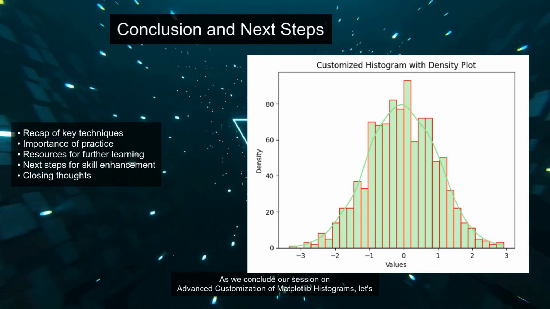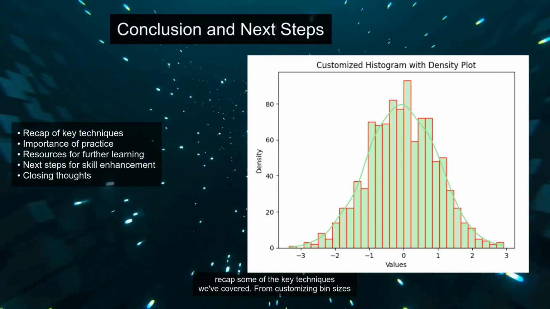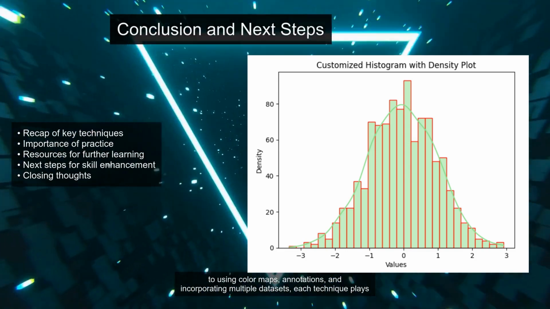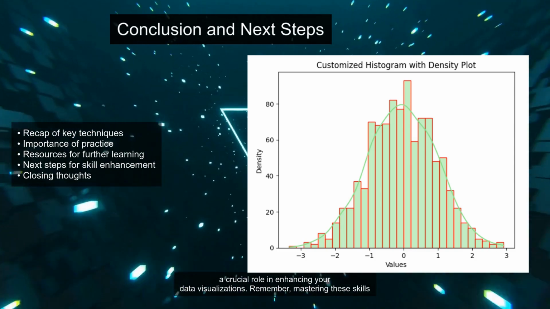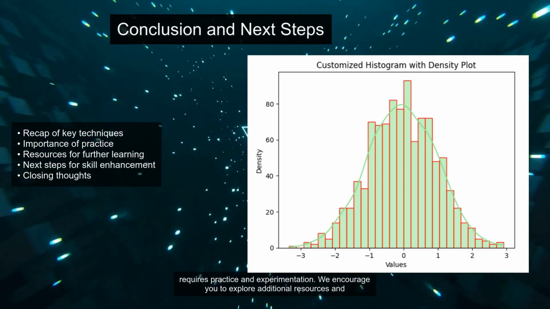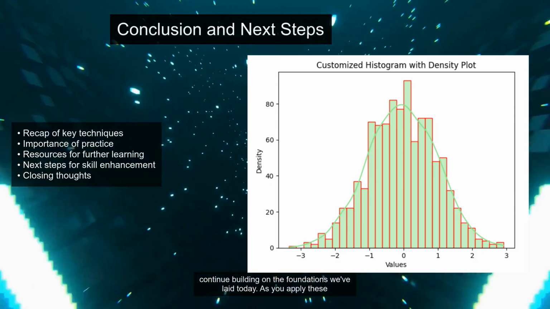As we conclude our session on advanced customization of Matplotlib histograms, let's recap some of the key techniques we've covered. From customizing bin sizes to using color maps, annotations, and incorporating multiple datasets, each technique plays a crucial role in enhancing your data visualizations. Remember, mastering these skills requires practice and experimentation. We encourage you to explore additional resources and continue building on the foundations we've laid today.